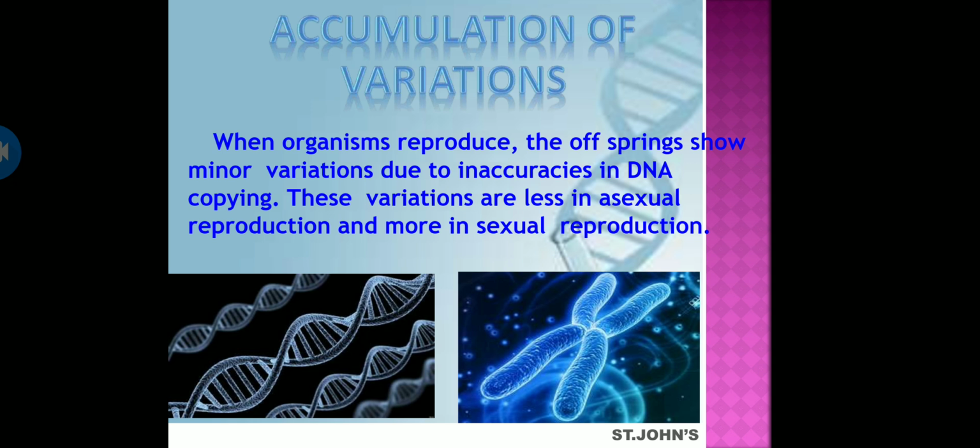So that is about the reasons for variation. Remember, the first one is error in proofreading, the second is sexual reproduction, and the third reason is mutation, which is caused by certain radiations like X-rays, gamma rays, etc. So these are the reasons for variations.